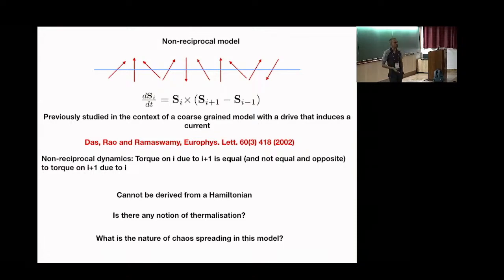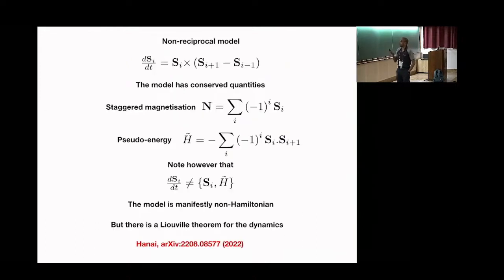And so the questions that we've asked here is, if you have this non-reciprocal model, is there any notion of thermalization in this system, analogous to what you see in the reciprocal model, in the Heisenberg model? And also, is there any kind of chaos spreading in this system? Can you talk about a Lyapunov exponent or butterfly velocity? So is there an analogy with the Heisenberg system of this particular model?